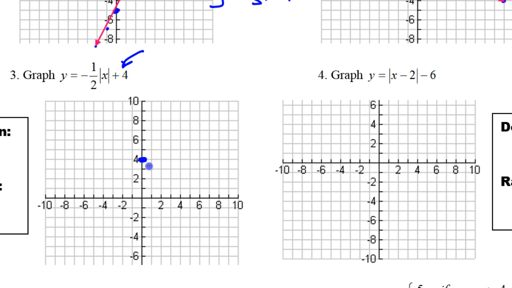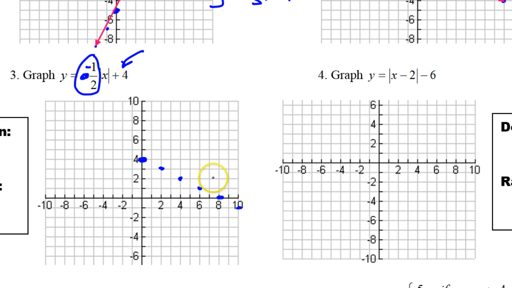Now from there, I know it's going to be an upside down V because of the negative. So it's going to be doing something like this. But I don't want to estimate. I want to use this to help me know the slope. So this will give me the slope of the right-hand side of the V. So -1/2, think of the negative as being on the 1. So down 1, right 2. Down 1, right 2, repeat, repeat, repeat.